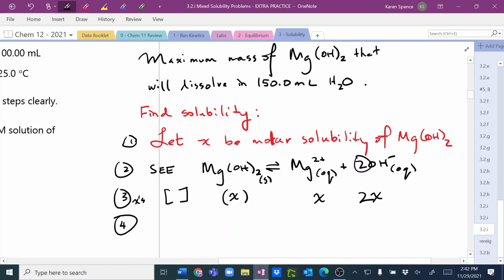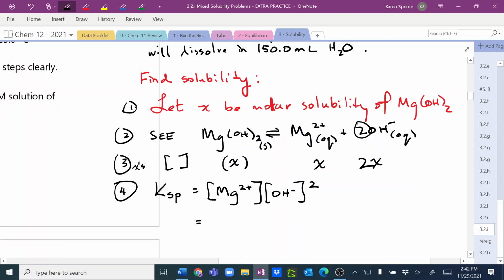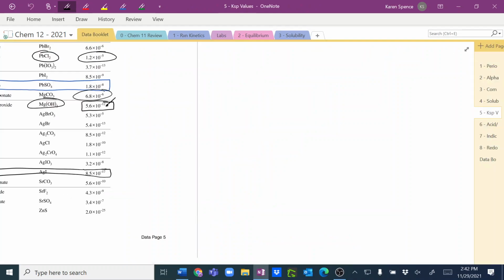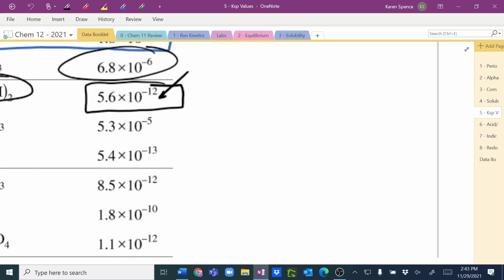Step 4, Ksp equals Mg2+ times OH minus squared equals X times 2X squared, which is X times 4X squared, which is 4X cubed. And then hopefully our Ksp is somewhere or other. Oh, magnesium hydroxide, 5.6 times 10 to the minus 12.